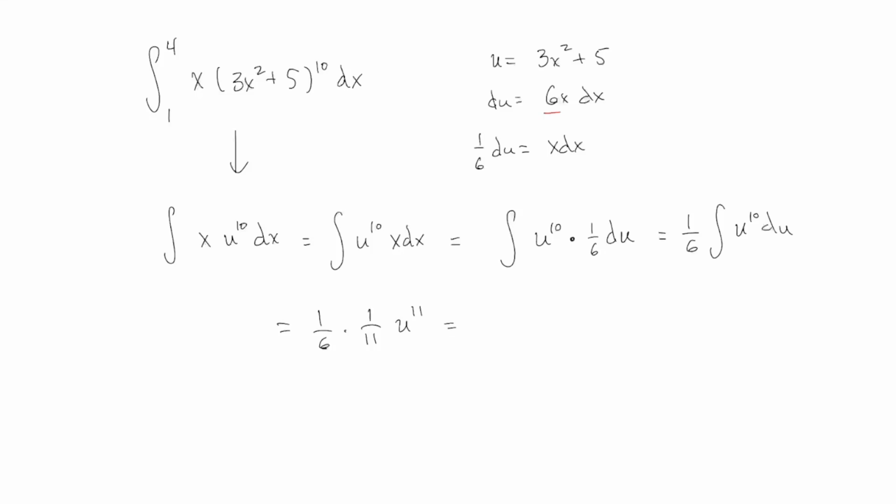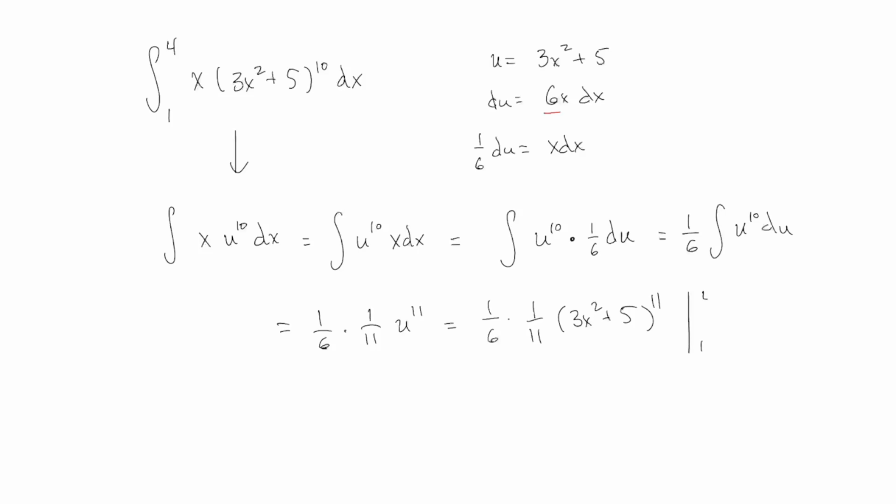It's not quite the last step this time, but I'm going to put x's back in instead of u. So it says now 3x squared plus 5 to the 11. That is just right here. This is what u is. u is 3x squared plus 5. So u becomes 3x squared plus 5. And then finally we can plug the values in at the end and get our final answer.